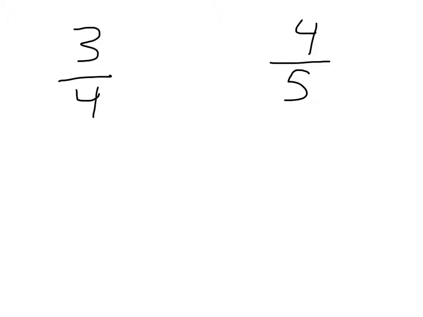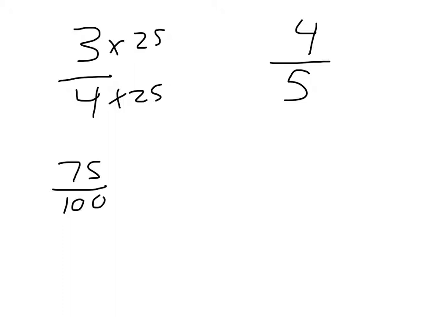So I'm just going to turn these into something that looks a bit closer to a percent. I'm going to make an equivalent fraction that will have hundredths as the denominator. So for 3/4, I'd have to multiply top and bottom by 25. And that's going to give me 75 100ths. For 4/5, I'll have to multiply numerator and denominator by 20. And that's going to give me 80 100ths.